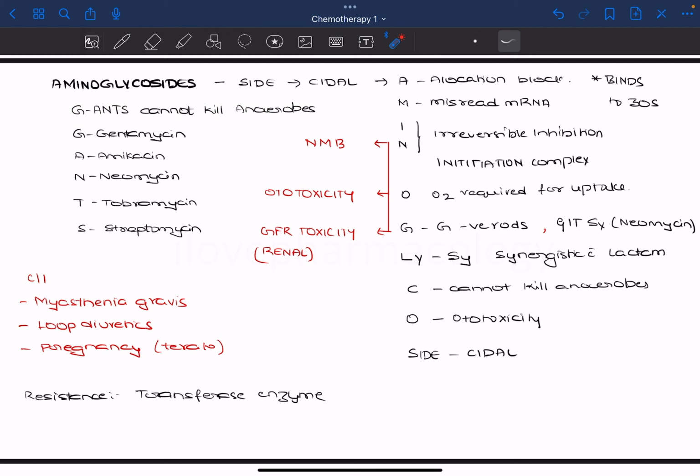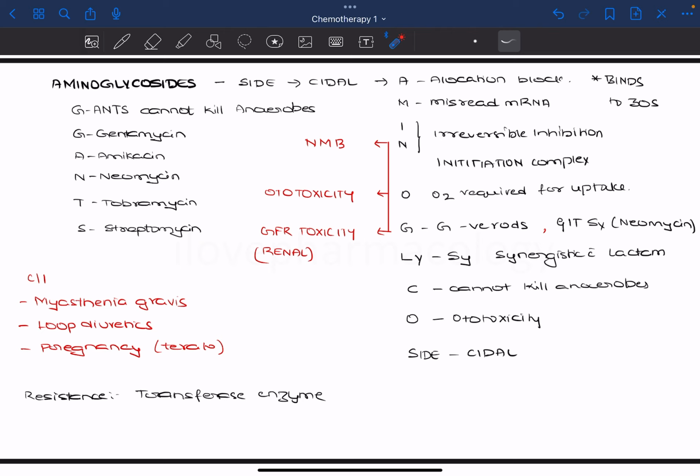G stands for gentamicin, A stands for amikacin, N stands for neomycin, T stands for tobramycin, and S stands for streptomycin, which is used in the treatment of tuberculosis. Previously, it was classified under the first line antitubercular drugs, but currently, they are not classified under first line antitubercular drugs.